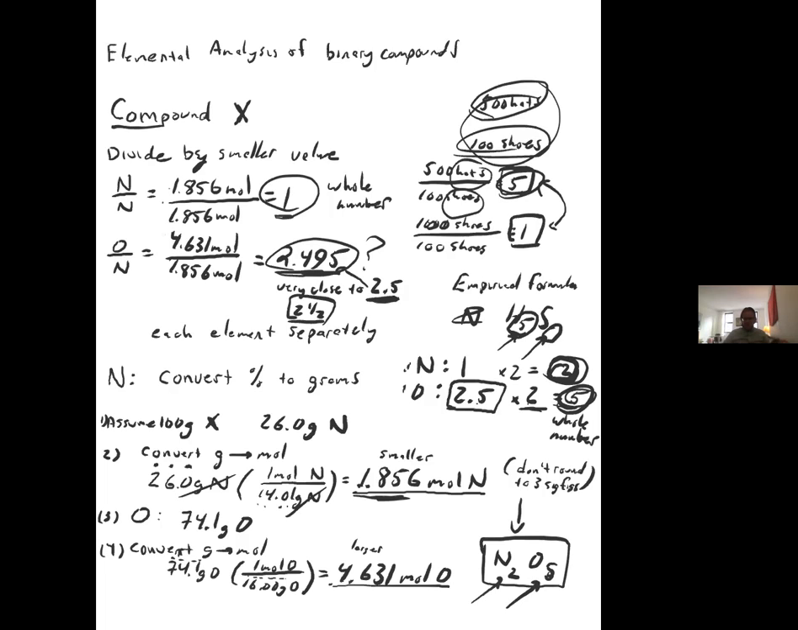So divided by 3, that wouldn't work. Divided by 5, that wouldn't work. Anything 2 or greater would make at least one of them not a whole number anymore. Okay, so there you go. So that's elemental analysis of a binary compound.